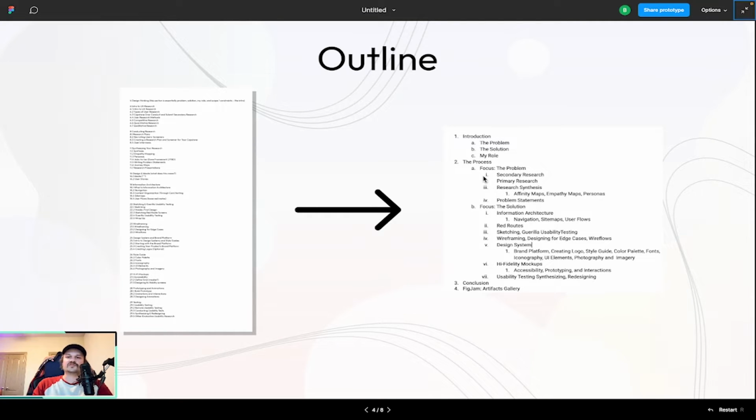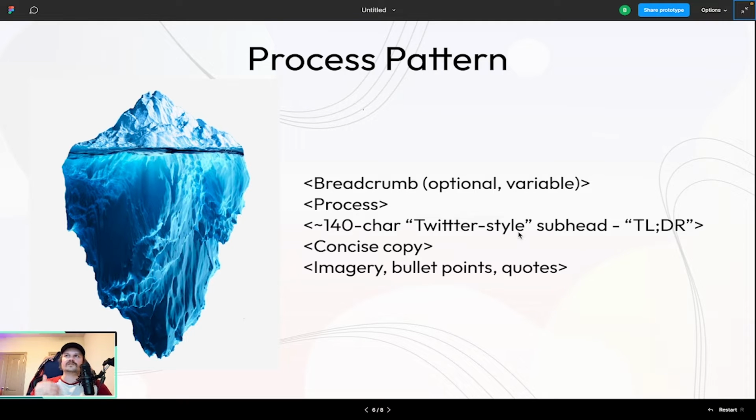And this purple portion right here, the what happened, is going to be each of these line items, more or less. So there's going to be a section dedicated to secondary research. There's going to be a section dedicated to problem statements, IA, red route, sketching, so on and so forth. And because each of these are going to be separate from each other, I'm going to show a stepwise process. I wanted to determine early on, or after the outline phase, how I was going to design those blocks of content, because I thought that would further aid me in the writing process.